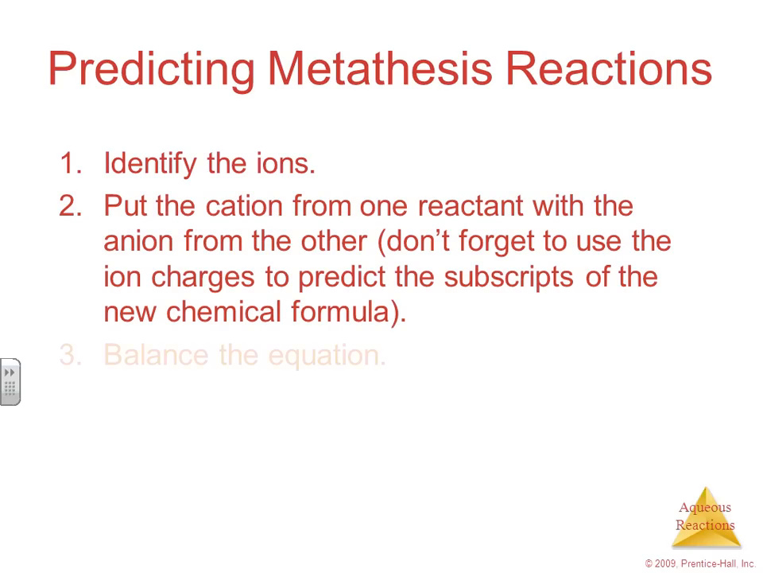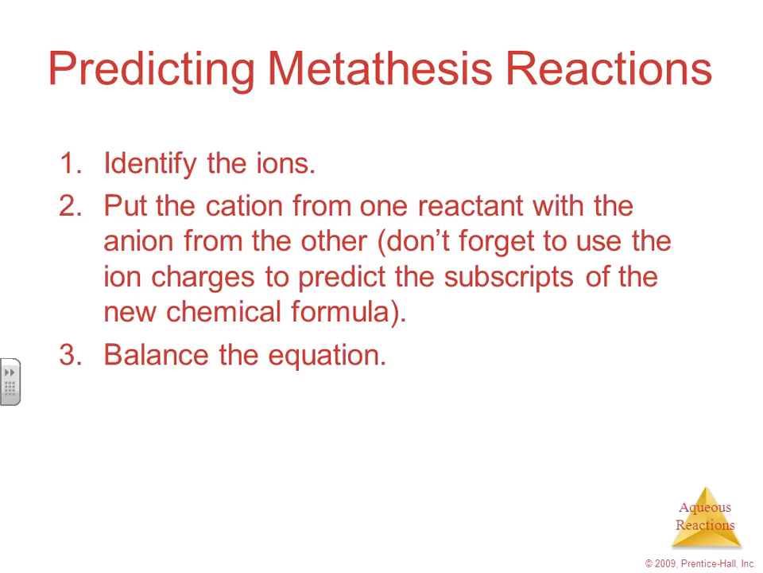Now, if you're going to be predicting metathesis reactions, you really need to follow these three steps. First, you're going to identify what are the ions. Then you're going to put the cation from one reactant with the anion from the other. Don't forget to use the ion charges to predict the subscripts of your new chemical formulas.